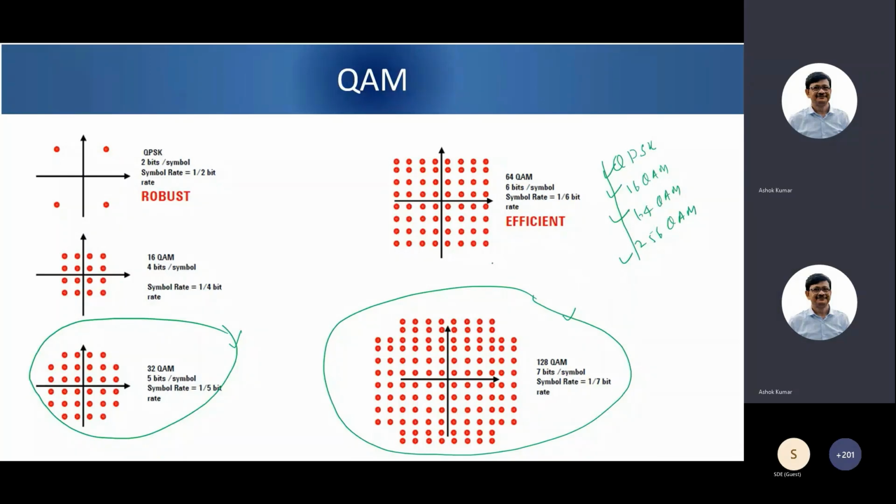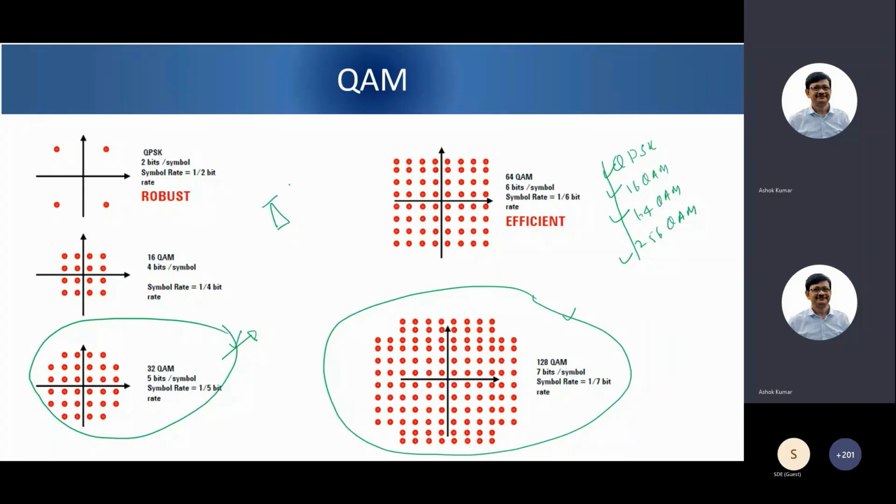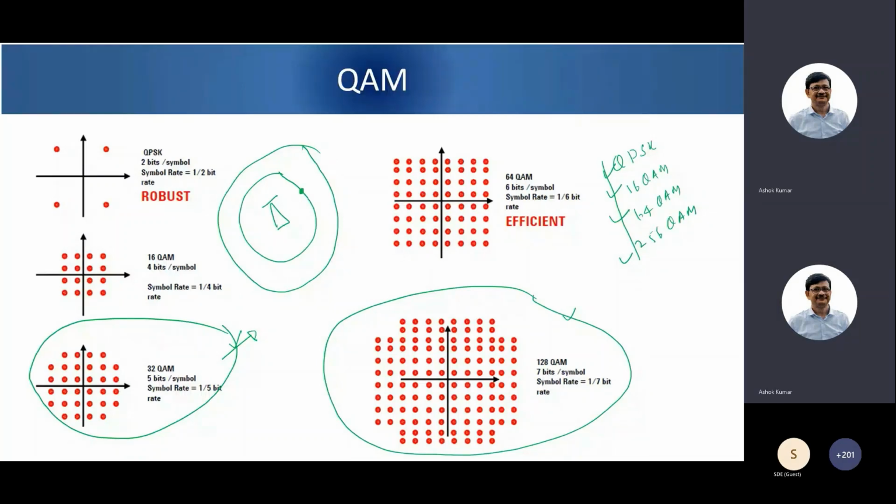Actually, when you transmit a 32 QAM signal, suppose you have a tower. Higher order modulation will be able to decode only when there is a good signal, not in the outer coverage. So suppose this is the point. It is observed that if you transmit 32 QAM and you are able to decode here, at this point you are also able to decode 64 QAM.